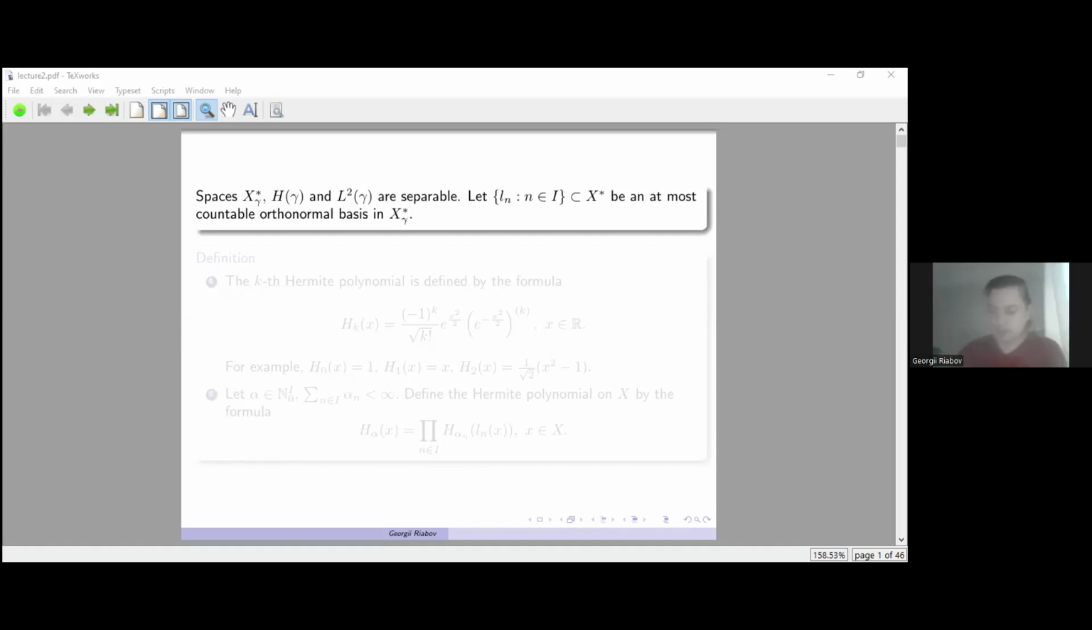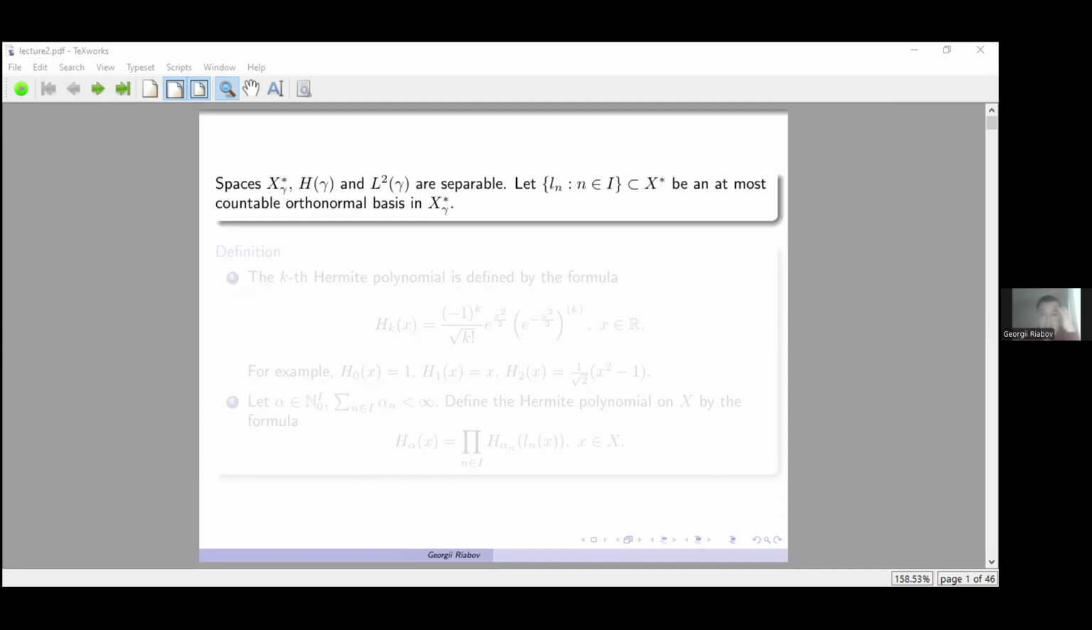Okay, so this is our second lecture on Gaussian measures. And my aim today is to define what is the Ito-Wiener expansion and discuss the notion of capacity for Gaussian measure.